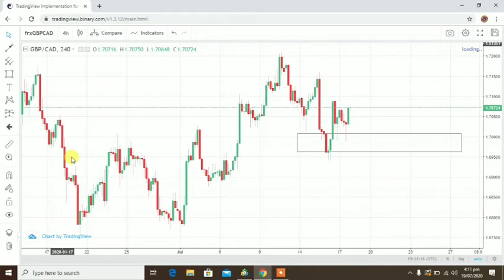Now, taking a look at the GBP against the Canadian dollar from the 4 hour time frame, we see the market was actually trending up. Using our trend line, we're able to see that.